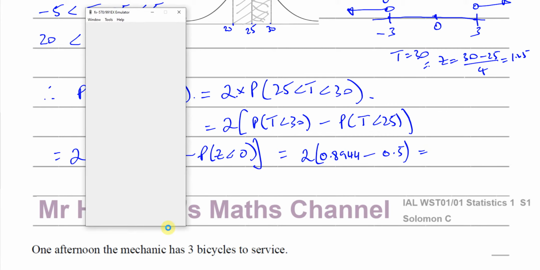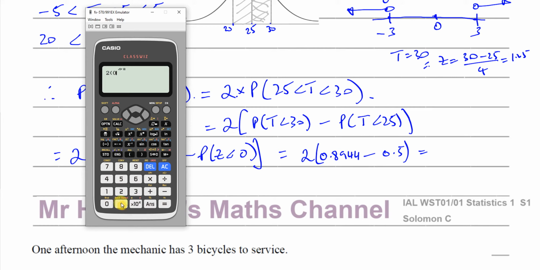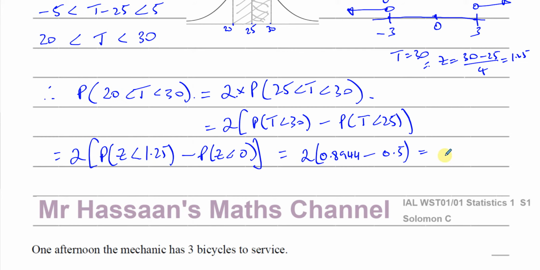So I have 2 times 0.8944 minus 0.5, and that gives me my answer, which is 0.7888. So we can say, therefore, the probability that the modulus of t minus 25 is less than 5 is equal to 0.789 to 3 significant figures. So there's the answer to part B of this question, and now we're going to go on to part C.